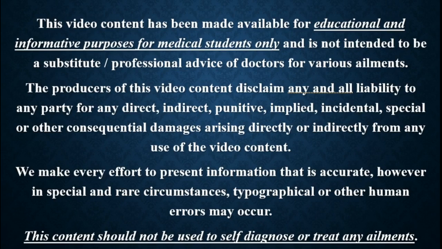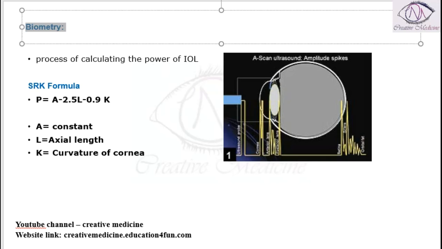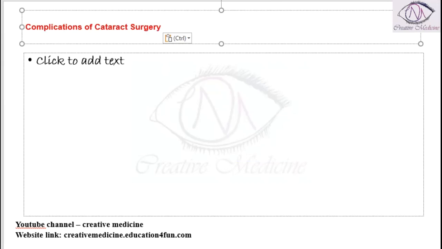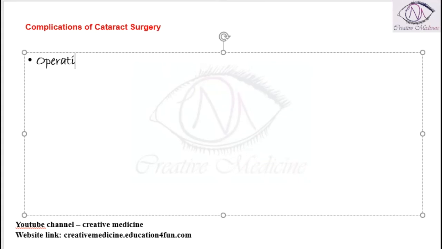In this lecture, we will learn about, then, what are the complications of cataract surgery? Complications of cataract surgery can be divided into different types. One, we have operative complications. These are the complications which occur whilst doing the surgery.